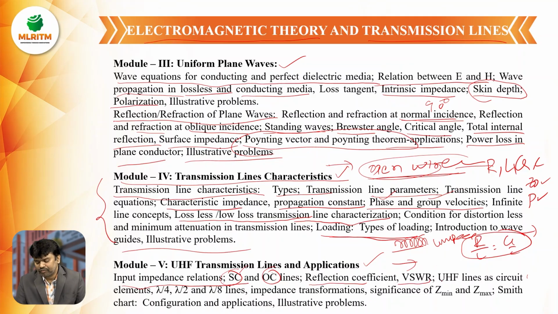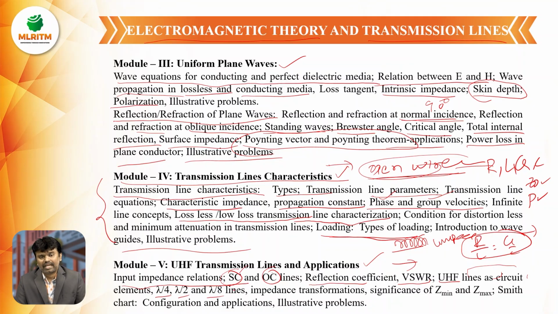How do ultra high frequency lines act as circuit elements? So what are the ultra high frequency elements? How are these used in the transmission lines as circuit elements, that is, as an inductor or capacitor? How these UHF elements are used as circuit elements, that is the lambda by 4, lambda by 2, lambda by 8 lines. How these lines are connected in any transmission line, that we will learn in the fifth module.